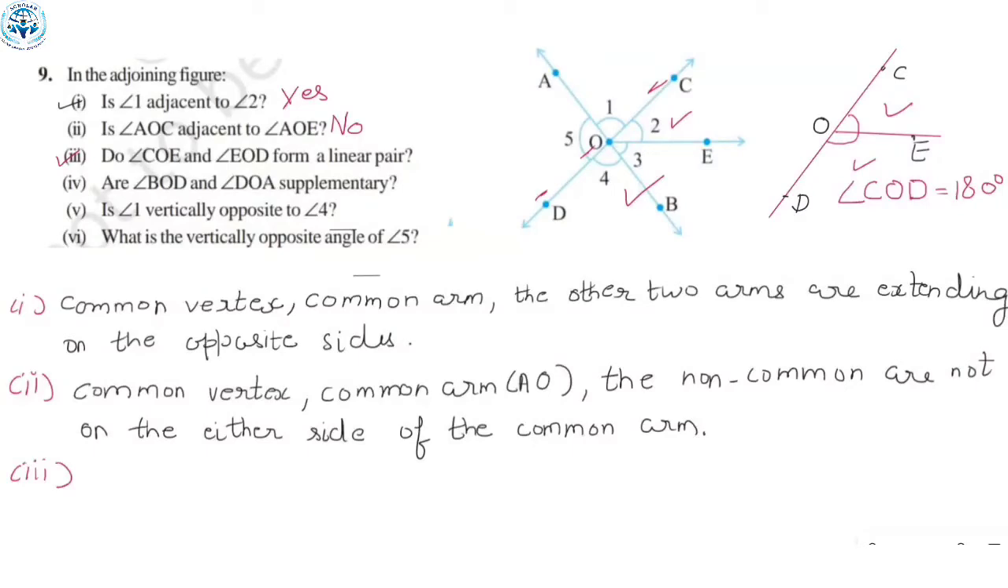Now, can you guess the result? Yes. Angle COE and EOD are adjacent to each other and also supplementary. So they form a linear pair.